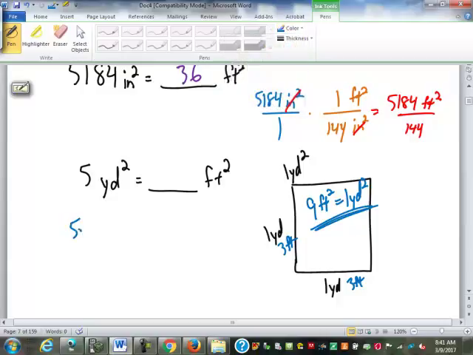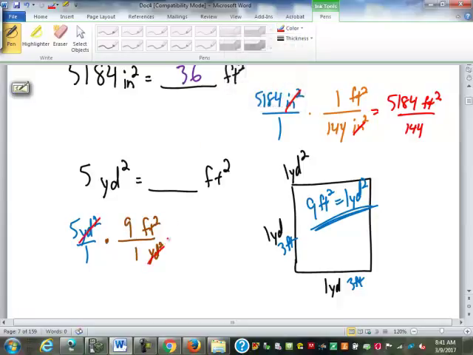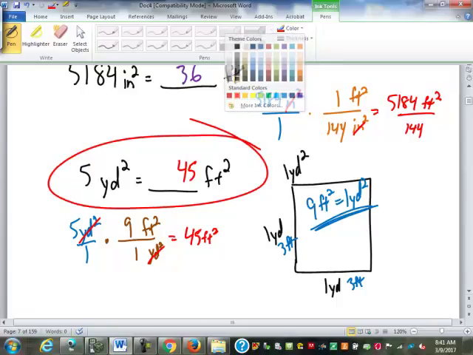For this over here, 5 square yards over 1. Put square yards on bottom, going into square feet. 1 square yard is 9 square feet. Square yards cancel. 5 times 9 is 45 square feet. So not 5 square yards, it is 45 square feet. Questions?